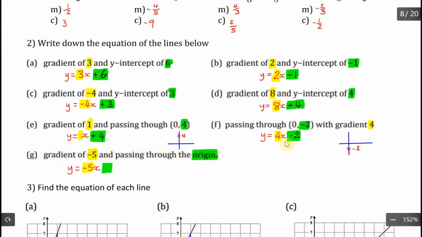Also look out for questions like E and F, where they don't just say what the y-intercept is, they say it passes through (0, 4) or (0, -2). If you think about where that point would be on a graph, it would lie on the y-axis because the x coordinate is 0. So in a way they have told us exactly what the y-intercept is, just in a different way. Okay, on to question 3.